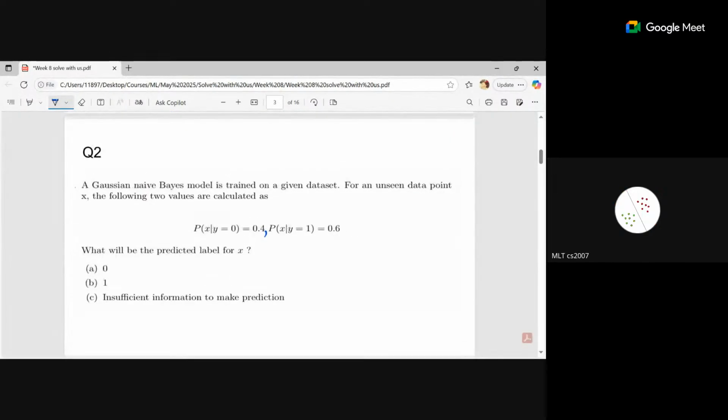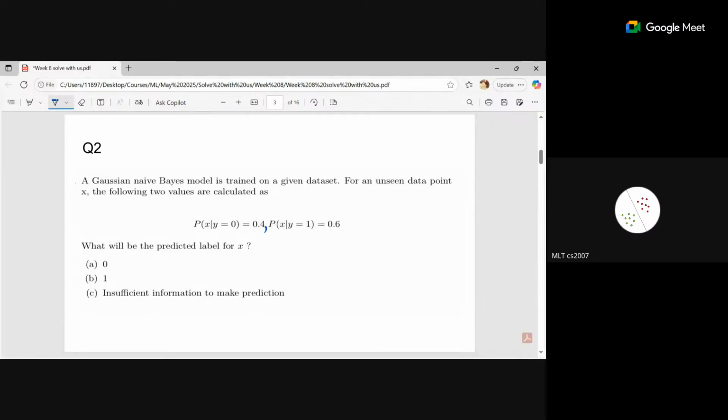All right. So here is the next question. It says a Gaussian Naive-Bayes model is trained on a given data set. For an unseen data point x, the following two values are calculated. Probability of x given y equal to 0 is calculated as 0.4, and given y equal to 1, probability of x is calculated as 0.6. You have to find out what is going to be the predicted label for x.